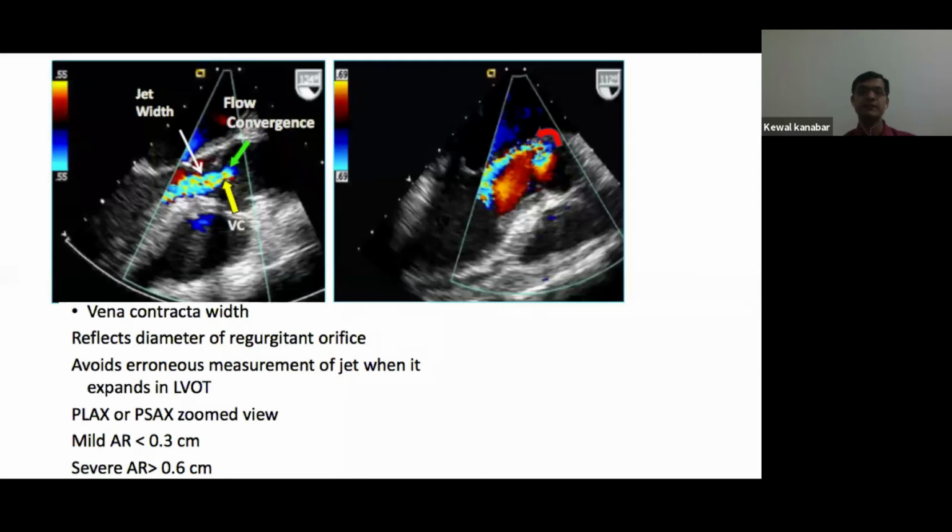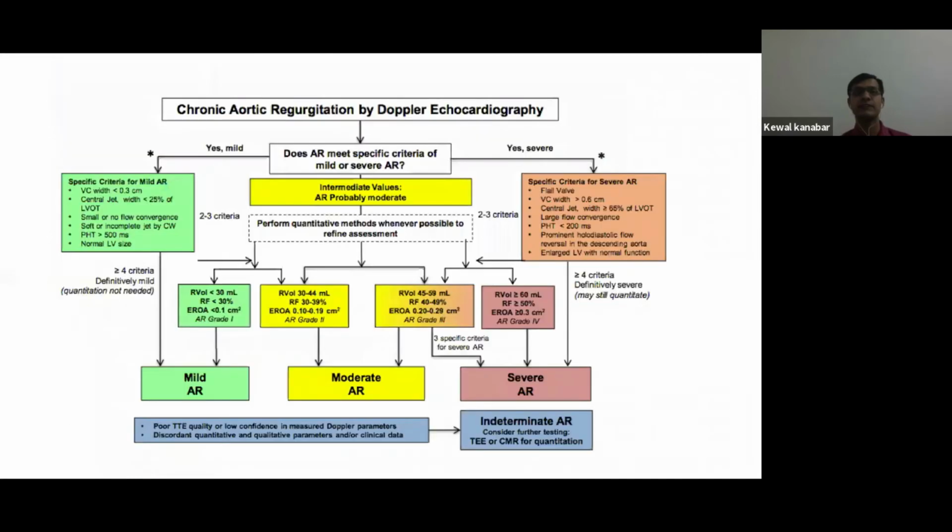So VC represents vena contracta, and when this jet spreads out, it will give rise to the flow convergence and jet width. So on a parasternal long axis view, we assess the dimension of the vena contracta, and if it is more than 6 millimeter, that is suggestive of severe AR.